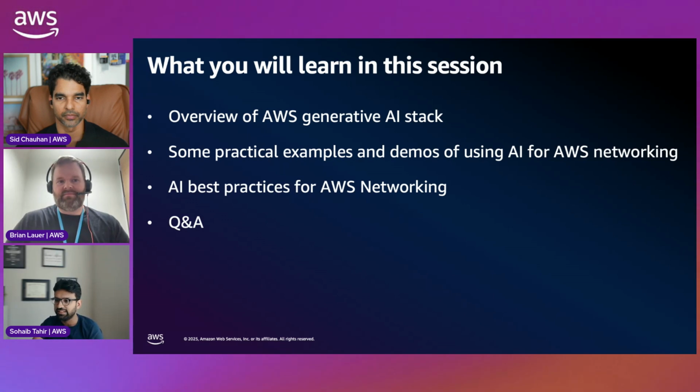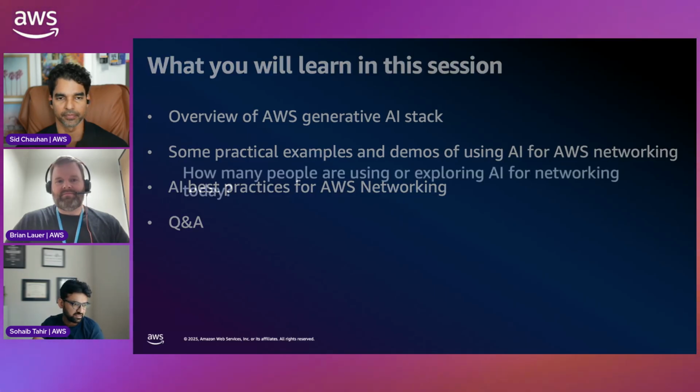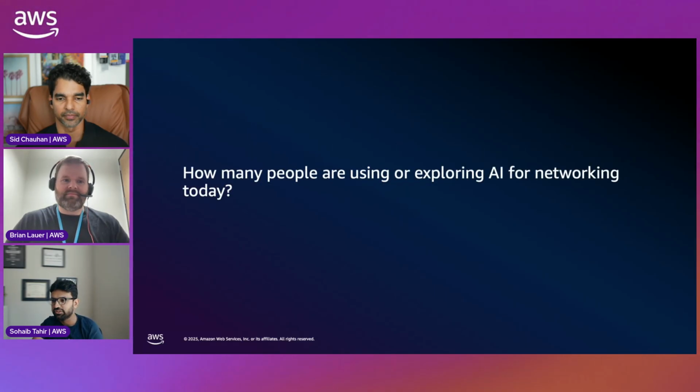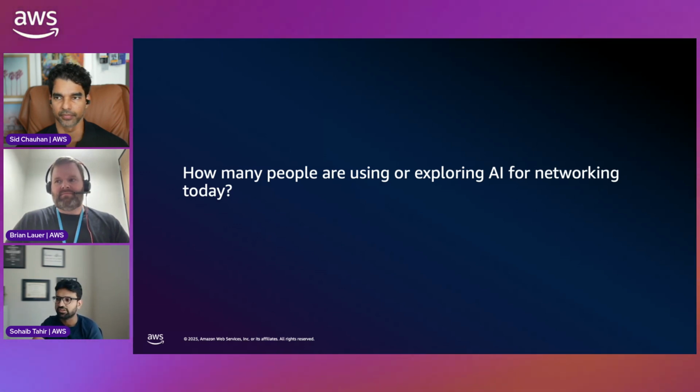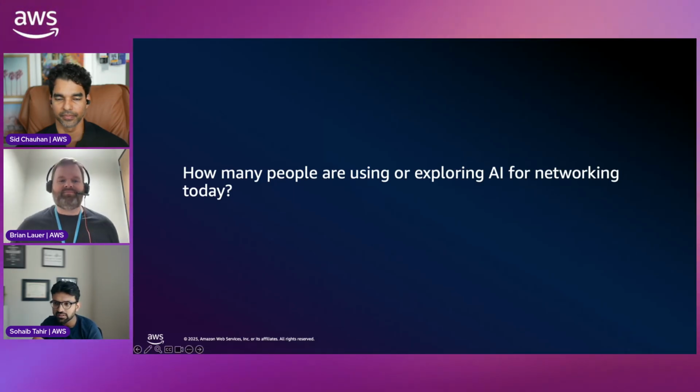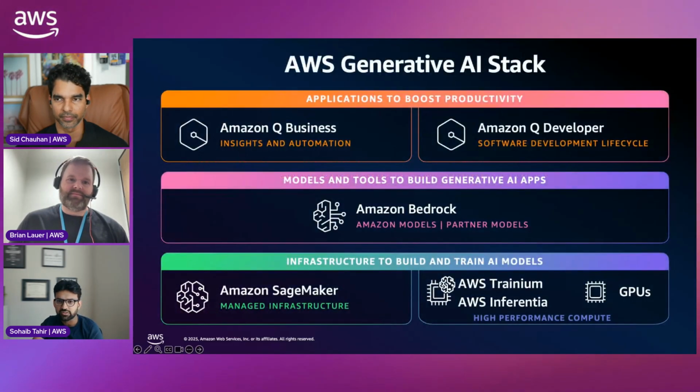And like Sid said previously, we want to keep it interactive. So if you have any questions along the way, just pop them in the chat, and we'll be happy to answer. Before we get started, we just wanted to get a pulse check of how many people here today are using or exploring AI for networking, specifically AWS networking or generally networking. If you're using AI for any of the networking use cases, feel free to post that in the chat. Seems like we have some people. All right. We'll keep an eye on the comments, so I'll move on in the interest of time.